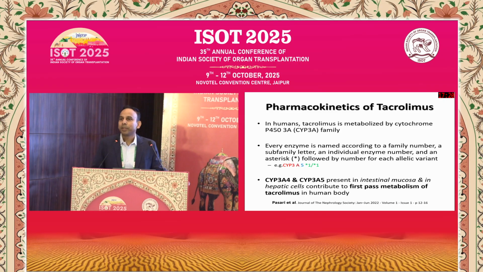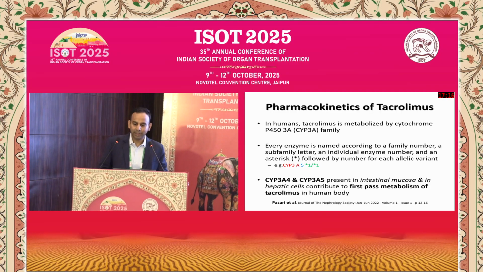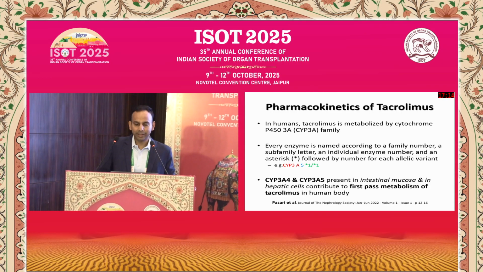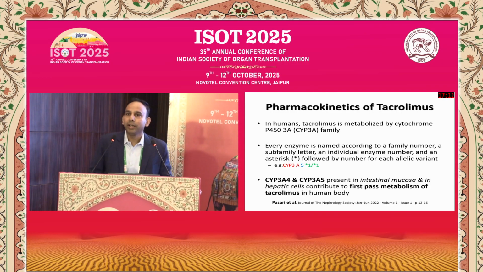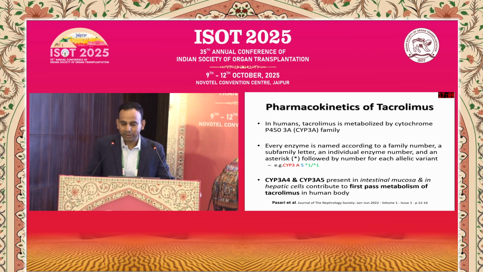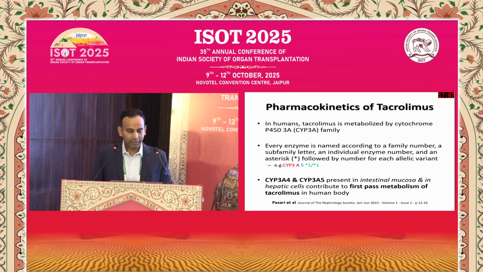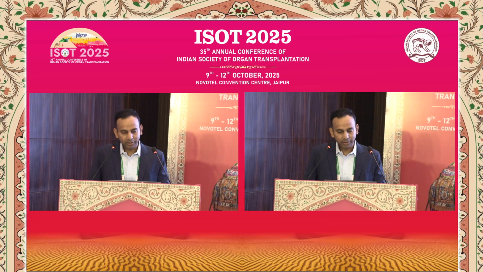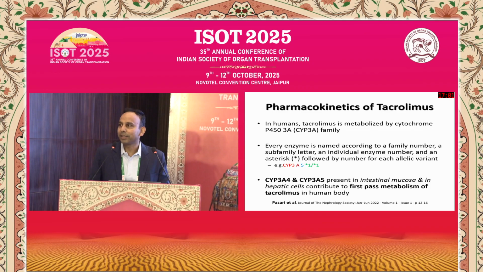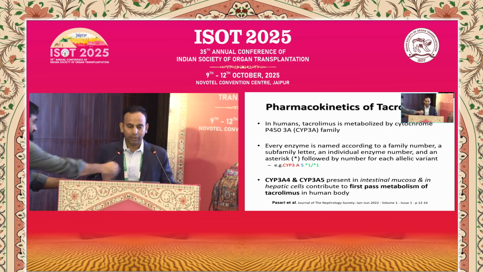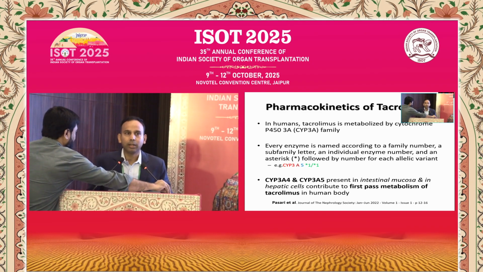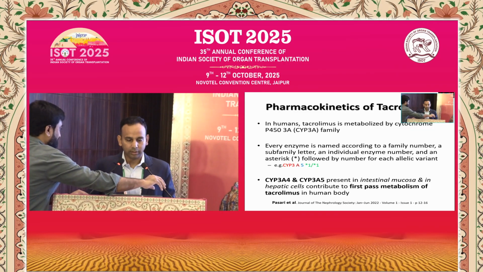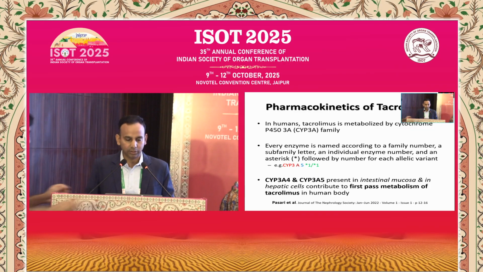How is tacrolimus metabolized in the human body? In the human body, tacrolimus is metabolized with the help of the cytochrome P450 3A family. How do we name these enzymes? Every enzyme is named according to a family number, that is CYP3, a subfamily letter, that is A in this example, and an individual enzyme number, that is 5. And then we have the allelic variant represented after an asterisk. So it is CYP3A5*1.